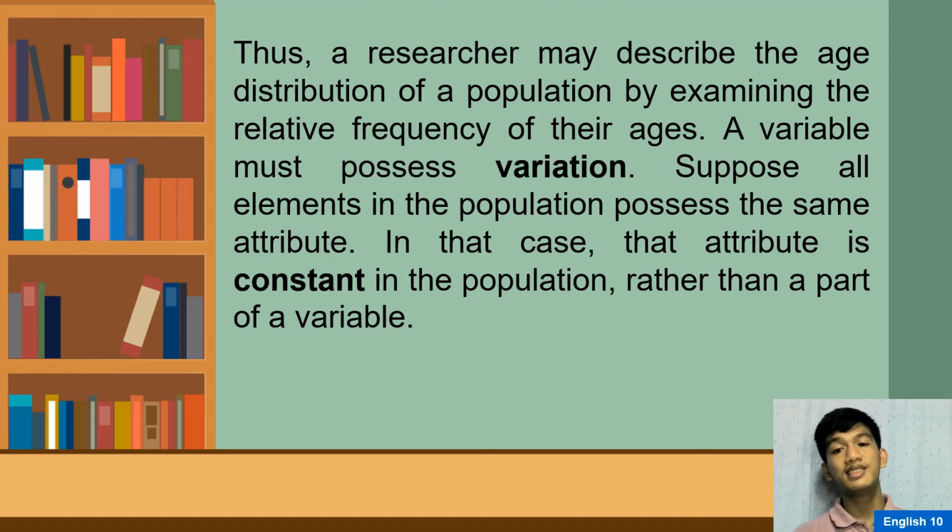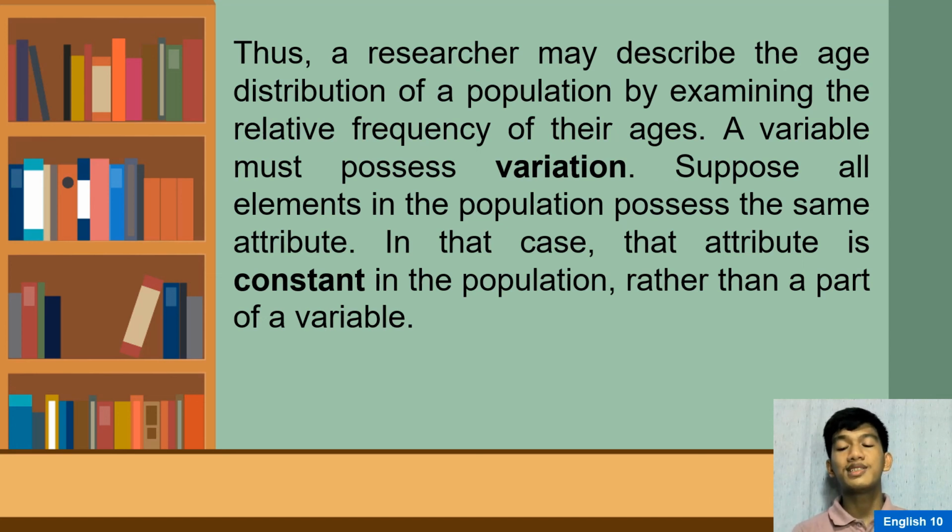Thus, a researcher may describe the age distribution of a population by examining the relative frequency of their ages. A researcher can also assign age ranges. For example, how many respondents are from 11 to 20 years old, from 21 to 30 years old, from 31 to 40 years old, 41 to 50 years old, 51 to 60 years old, 61 and above. We can make use of that age range.